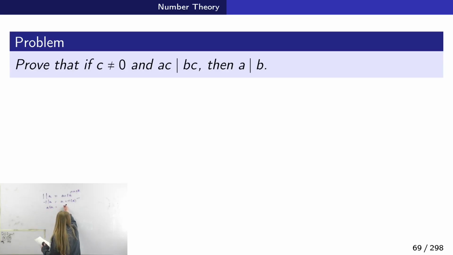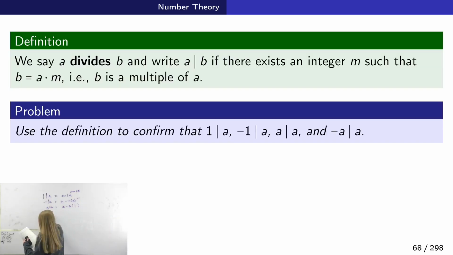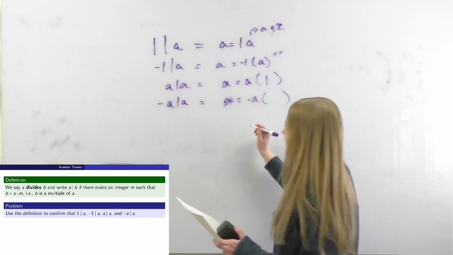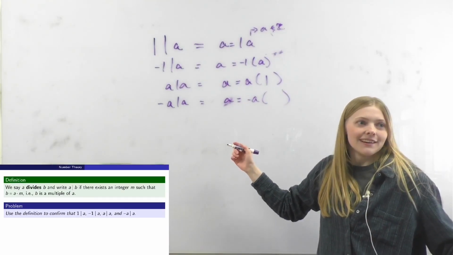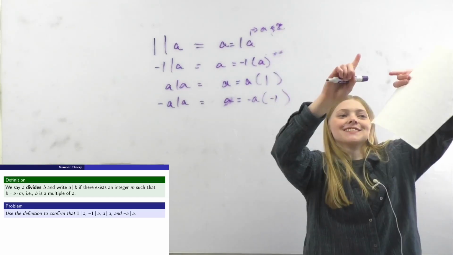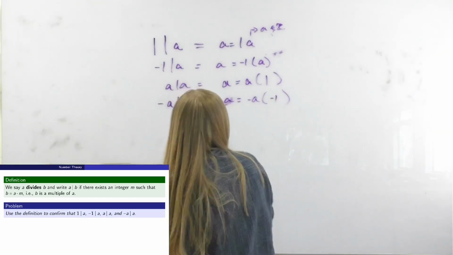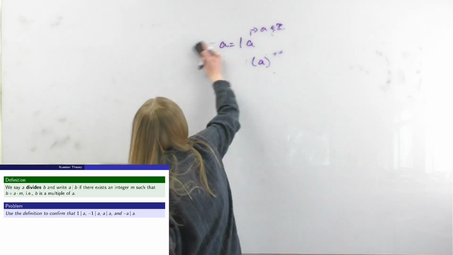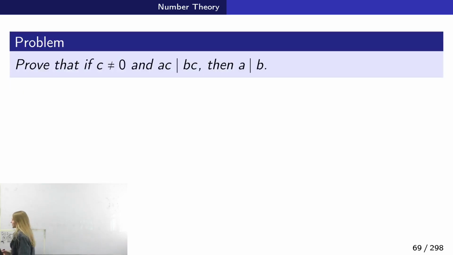So then we have A divides A. This is very obvious. We have A is equal to A times 1. Okay. And then last thing we should check, -A divides A. So we have A is equal to -A times -1. Yeah. Okay, cool. So all those things worked. So we can continue along our journey of number theory here.